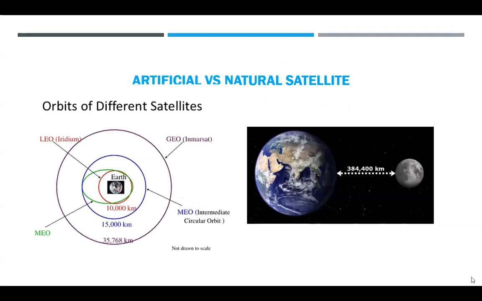Now in this figure, you can see the distance between Moon and Earth is 384,400 kilometers. That means, for example, if I want to send a message, it has to travel 384,000 kilometers to and fro. While the signal is traveling this much distance, the signal becomes weak. So we have to install some kind of repeater.